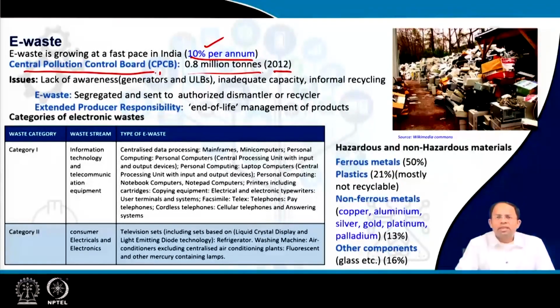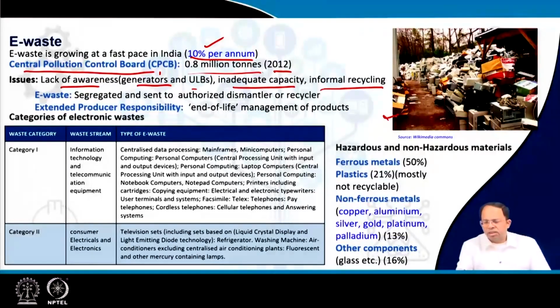Now, a big problem with e-waste is that people are not aware. Neither the generators nor the ULBs are aware of how to deal with this kind of waste. So, a lot of capacity building is required in this domain. There may be one or two recyclers which can deal with this waste, but we require more. Also, the processes are informal and dirty. As you can see in these images, even though this is not from India, it is informal. There is no standard way to do this kind of recycling, so this has to be looked into.